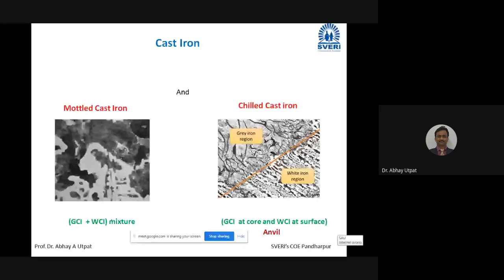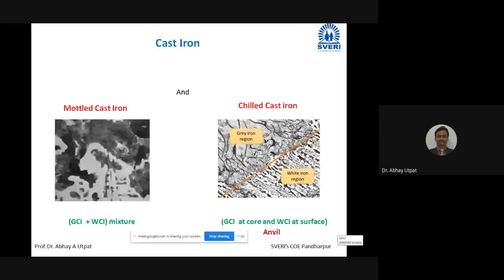Now, during the explanation of the table, I mentioned mottled cast iron. What is mottled cast iron? Very simple. Mottled cast iron is a mixture of grey cast iron and white cast iron. So that table, you look at the table, open the notebook pages and see that table. And what are the favorable conditions for grey cast iron? Higher carbon, slow cooling rate, and more amount of graphitizing element.